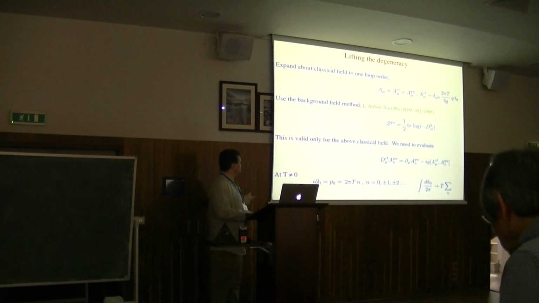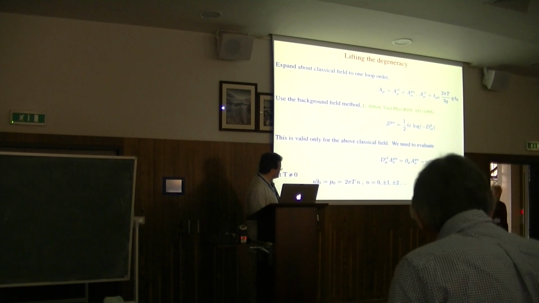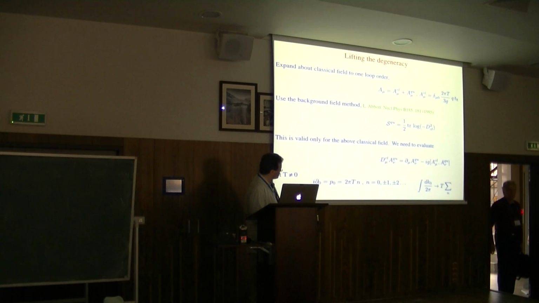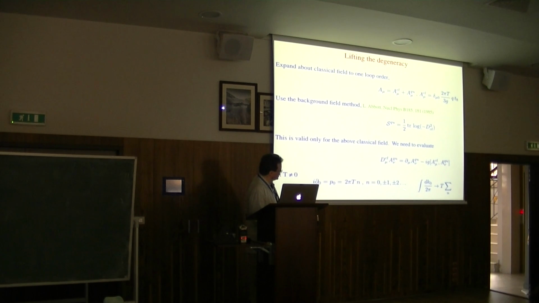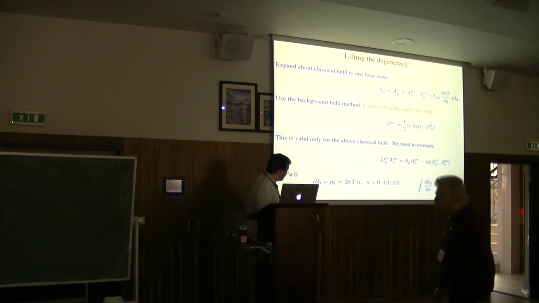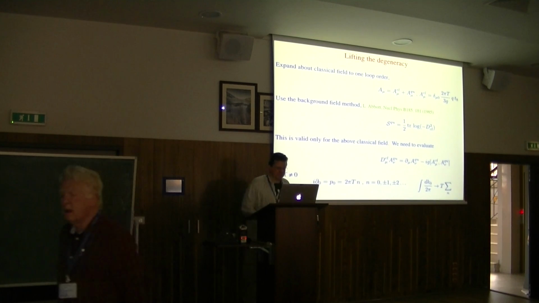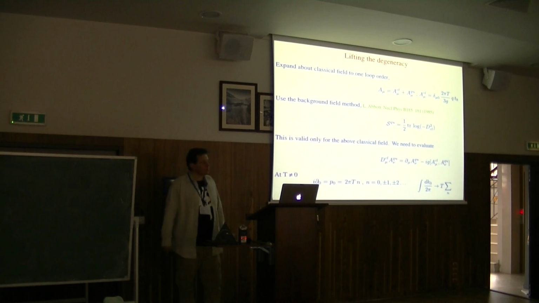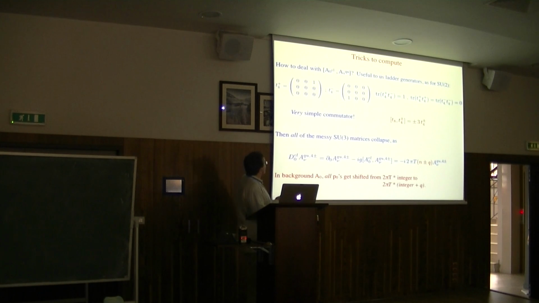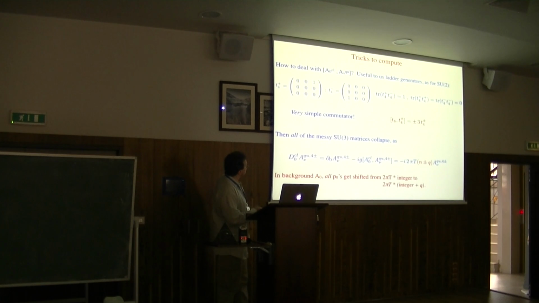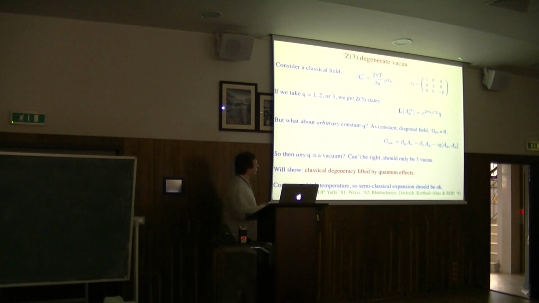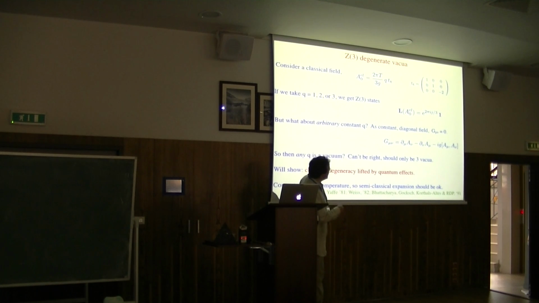I have to compute it at non-zero temperature, so my time derivatives give me factors of 2 pi t times an integer, and similarly, the integral over k naught is a sum. The problem becomes, how do I deal with this commutator between the classical field and this quantum fluctuation? Remember, this is a non-trivial matrix. It's diagonal, but it's non-trivial.